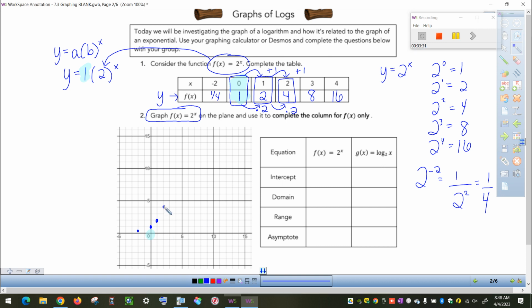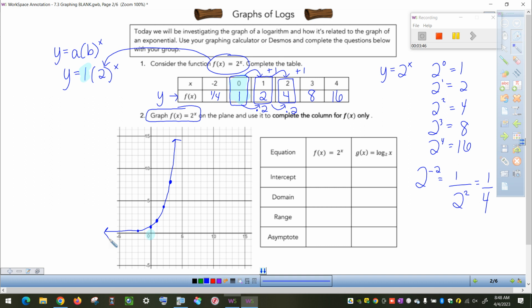Continuing to plot these values here from the table, we've got 2, 4, and then we have 3, 8. All right, and let's go ahead and connect those points with a smooth curve. We know that it's going to go onward and upward on the right.